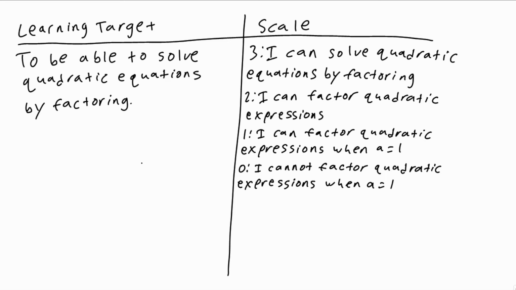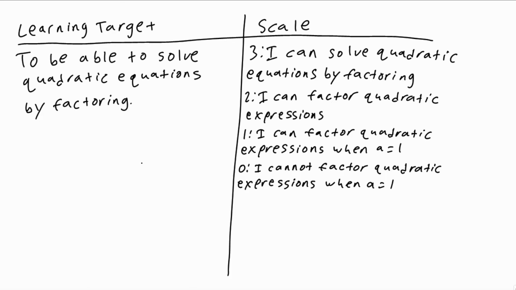For the scale, you're a 3 if you can solve quadratic equations by factoring. You're a 2 if you can factor quadratic expressions. So that's what we recently learned how to do. You're a 1 if you can factor quadratic expressions when a equals 1. So that's the more basic quadratic expressions that you learned how to factor. And you're a 0 if you cannot factor quadratic expressions when a equals 1.